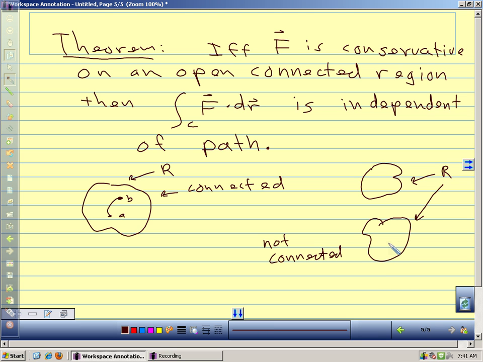So if and only if we have a conservative field, so if and only if means it works both ways. If and only if f is conservative, then our line integral of f dot dr is independent of path. If our line integral is independent of path, that implies that our field is conservative. Questions on that?